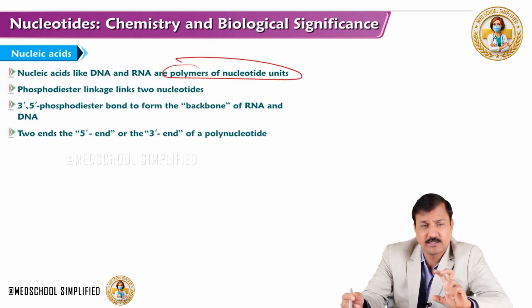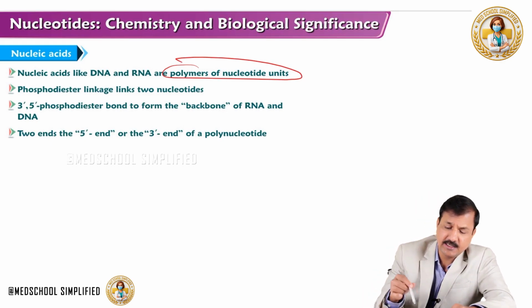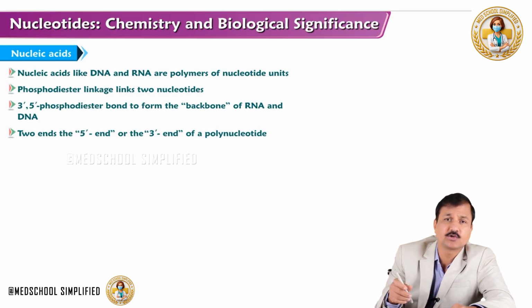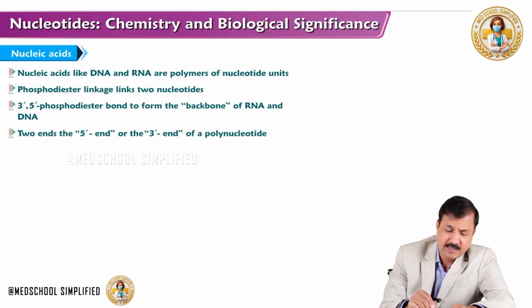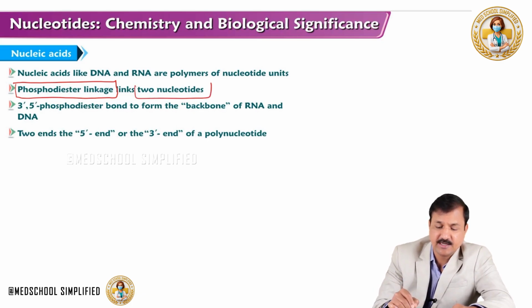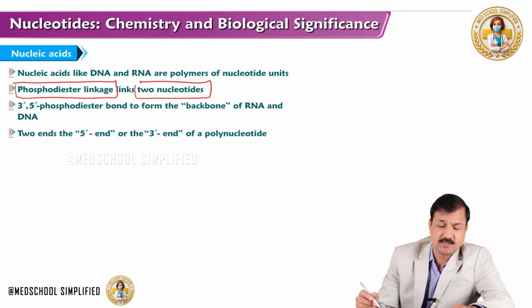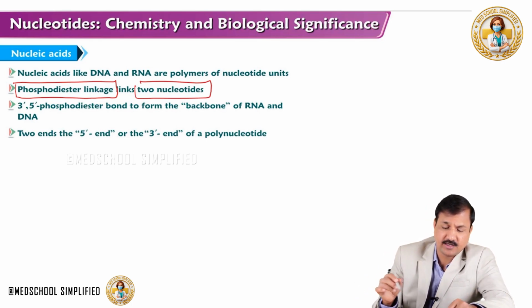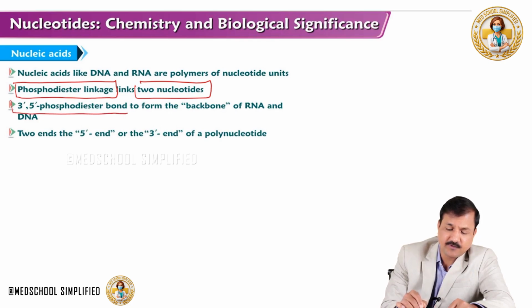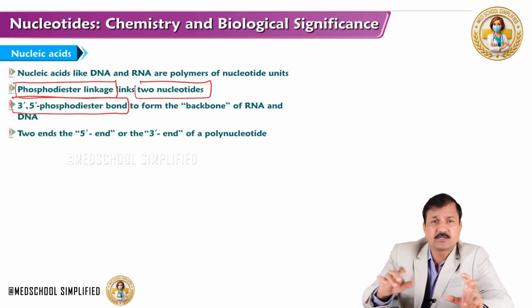That means one nucleotide is joined with another nucleotide to make the polynucleotide. The link connecting these nucleotides together to make deoxyribonucleic acid and ribonucleic acid is the phosphodiester linkage, which links two nucleotides together. So what kind of phosphodiester linkage are we looking for here? It is the 3',5' phosphodiester bond, which makes the backbone of a nucleic acid, that is DNA and RNA.